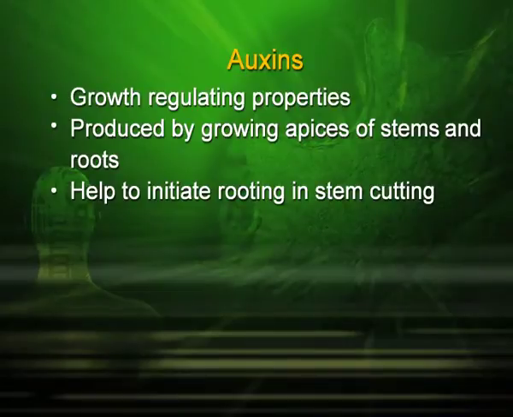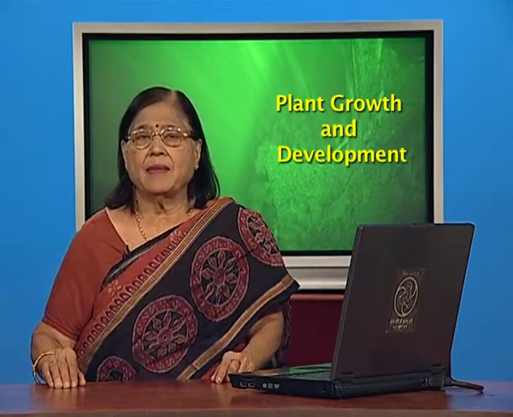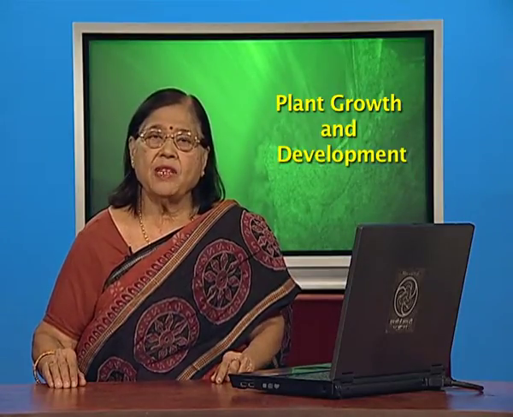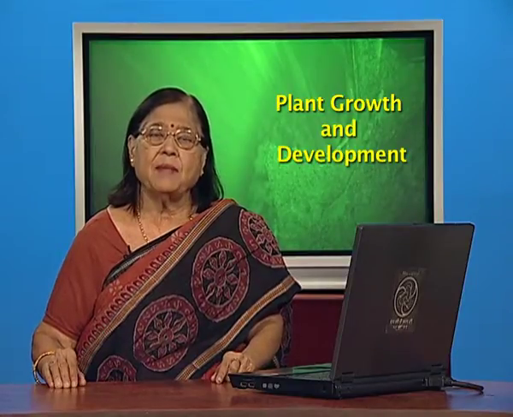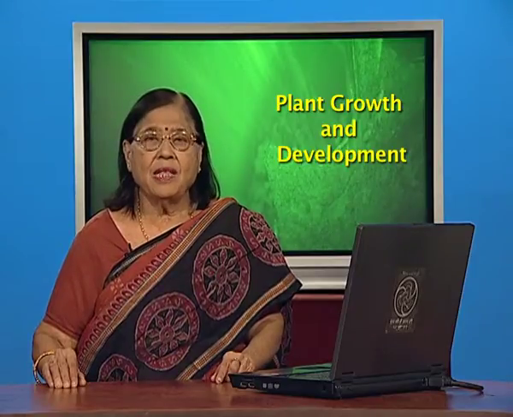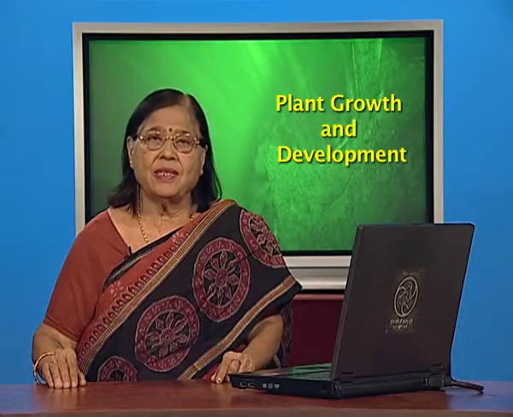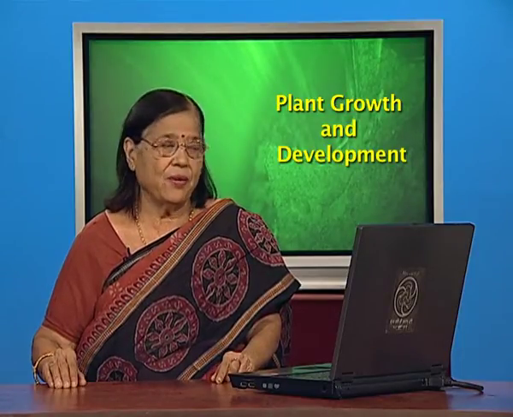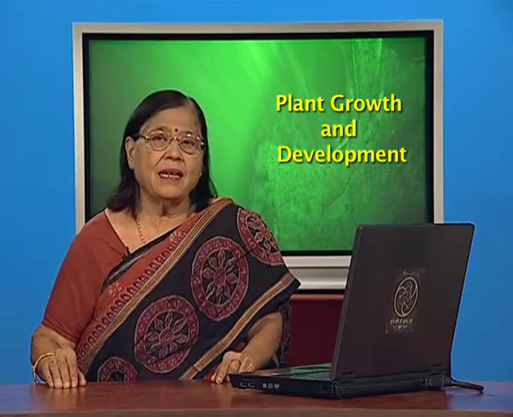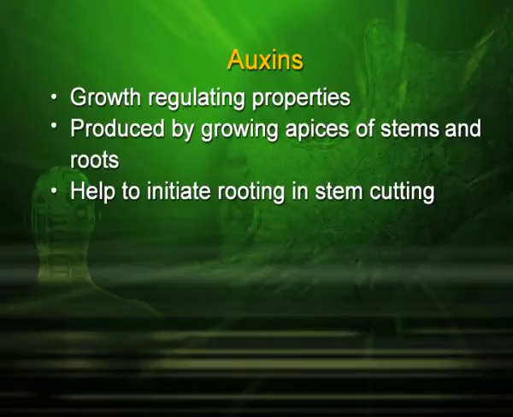Auxins help to initiate rooting in stem cutting. I am sure you know what stem cutting is. In certain plants, we take the stem cutting and graft it on another tree, and this stem cutting will give out roots and start growing. Now, this growth of roots in the stem cutting is also due to auxins, a plant growth regulator. If this was not there, then stem cutting and grafting procedures could not take place.